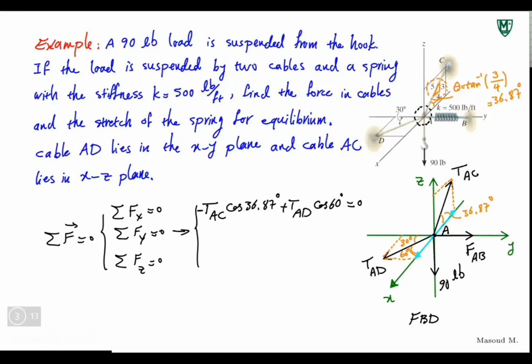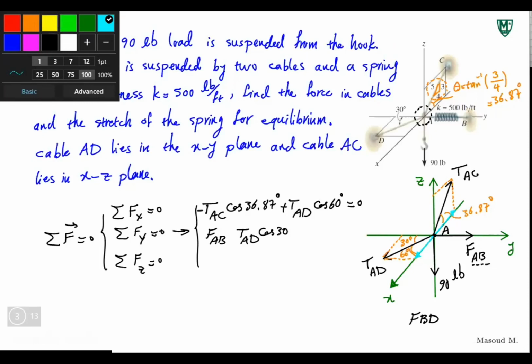I have FAB right here. So FAB, no need to find components because it's already in Y direction. What else? Is there anything else? Minus TAD cosine 30, exactly. Cosine 30 or sine 60, whichever you go. And it's negative because it is in negative direction, right?